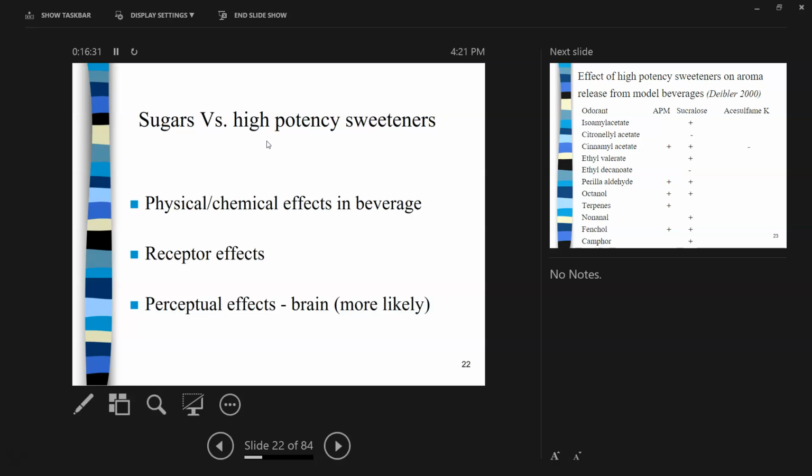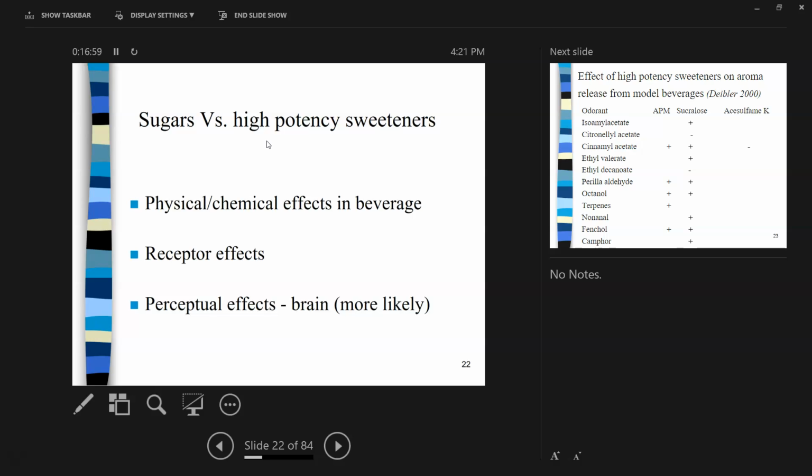Maybe those sugars are having an influence on the solubility of some flavor molecules in a flavor mixture. Maybe they're making it a better solvent, so some are kind of depressed. Those that aren't influenced by the sugar changing the solution are more enhanced, or at least not bothered. So we have physical and chemical effects in the beverage that change the balance that we're given for reception.